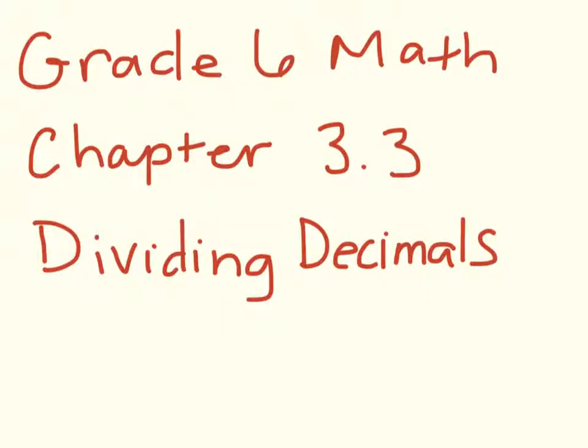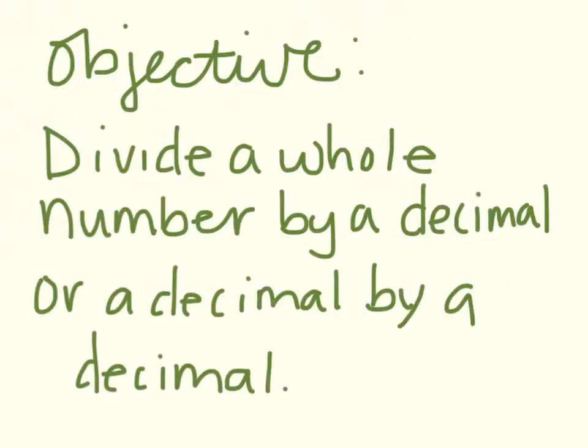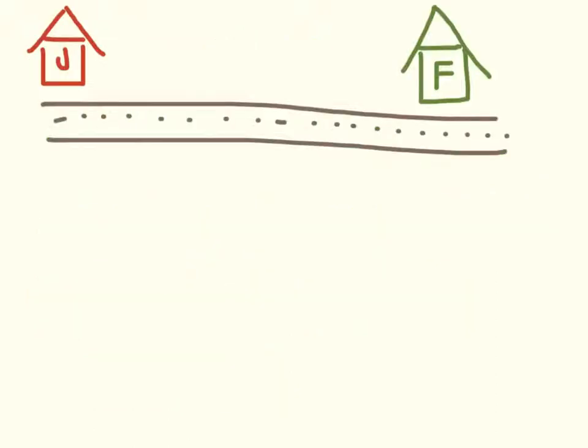This is Grade 6 Math, Chapter 3.3, Dividing Decimals. This lesson has one objective only, and that is to divide a whole number by a decimal or a decimal by a decimal. If you had an easy time with multiplication, this will also be a breeze for you. Let's get started. Let's begin with a word problem.